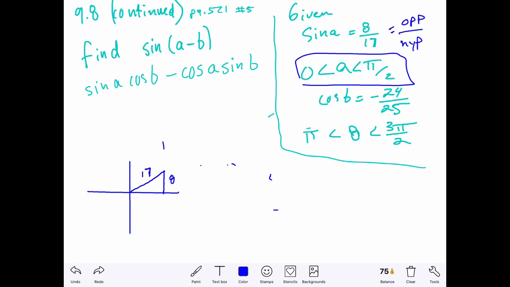Well, how do we solve for the other side? Well, Pythagorean. 17's my c side here. So 17 squared equals 8 squared plus really whatever x is squared here. Okay, so let's plug that in here.